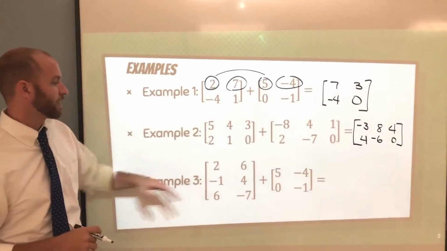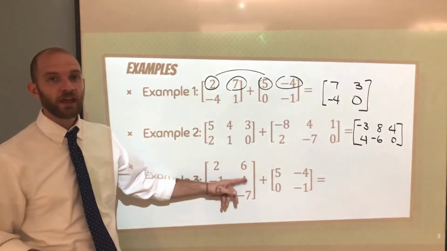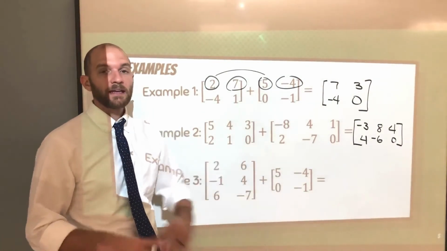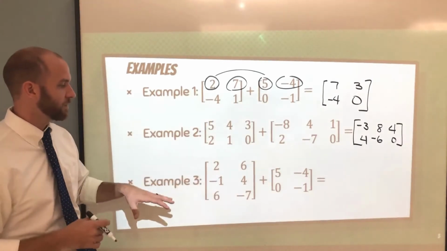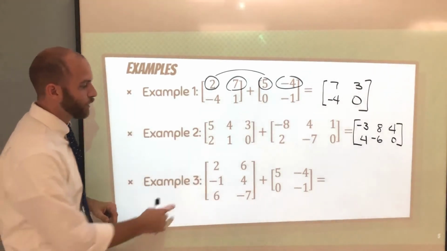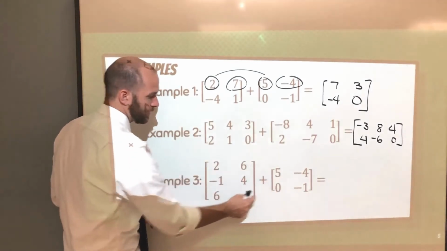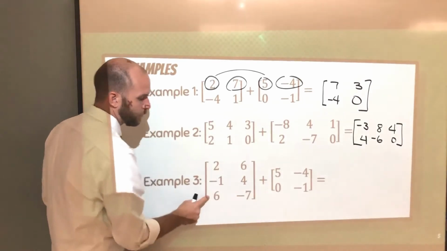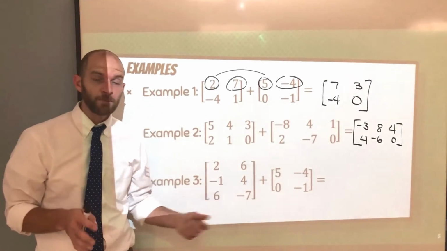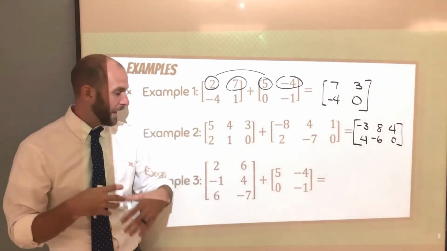Right? Let's take a look at example 3. In example 3, we have a 3 by 2 matrix and a 2 by 2 matrix. Now for addition and subtraction, we can't do this because the elements don't match up, right? We could think about, okay, the 2 and the 5 and the 6 and the -4 and the 1 and -1 and the 0 and the 4 and the -1, but then there's nothing to match up with the 6 and the -7.